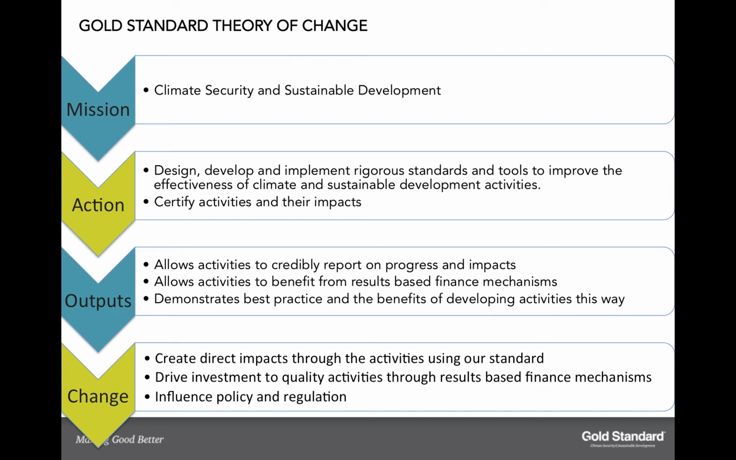So referring to our climate security and sustainable development mission, we design and develop tools and standards to improve the effectiveness of activities, and we certify those activities under the gold standard. That allows us to do three key things. It allows us to report credibly on impact. It allows us to demonstrate best practice, but also allows us to work on results-based finance mechanisms. And ultimately, the change in the world that delivers is to create direct impacts through the activities themselves, but also to drive investment and to influence policy and regulation. That's how the gold standard achieves its mission, and that's where version 3 will fit.